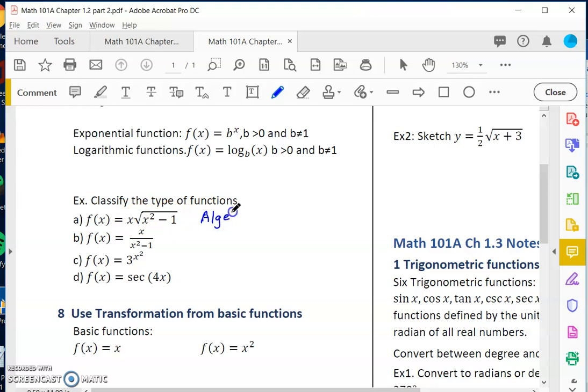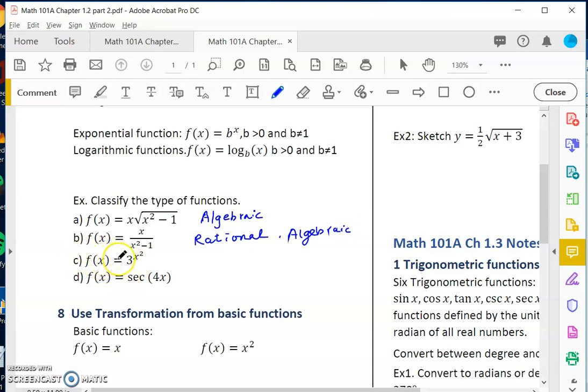So it is a combination of add, subtract, taking roots, and multiplying a polynomial with a root function. So it's not particularly a root function. What about x over x squared minus 1? I see that the top is a polynomial, the bottom is a polynomial, so it is a rational function. It's a type of algebraic function, but it is not a polynomial function because you have dividing.